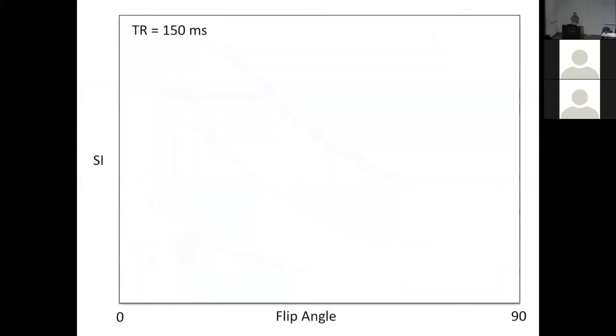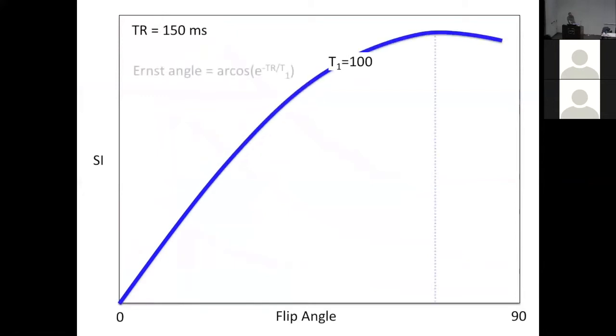Let's now look at a TR of 150 milliseconds and see, do we see a similar pattern? And the answer is yes, we do. With a T1 of 100, we see something that looks like this, and this is the Ernst angle.